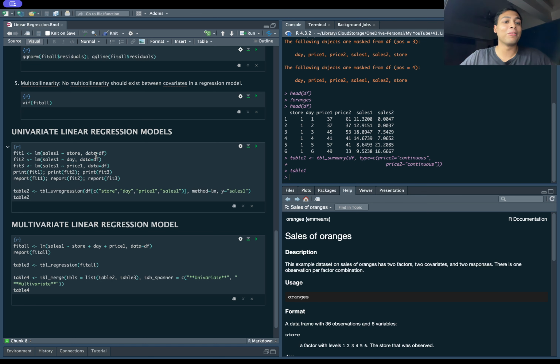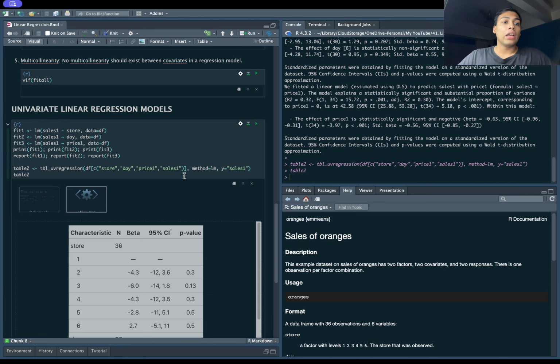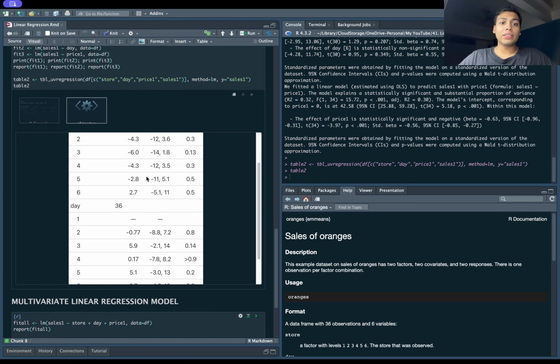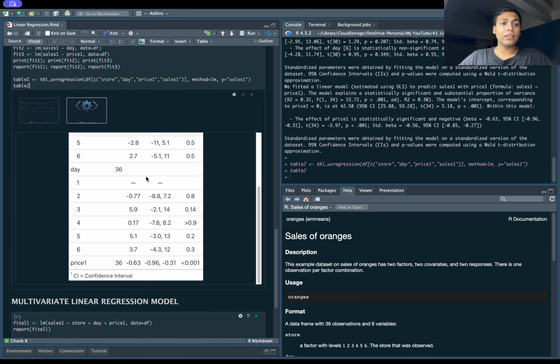Now, this table UV regression, univariate regression, is amazing. It's a function from the same package, gtsummary, and you'll see, you're just using one line of code, you'll get a publication ready regression table. So let's run this code without further ado. Right, so you can see that you get a publication ready table.